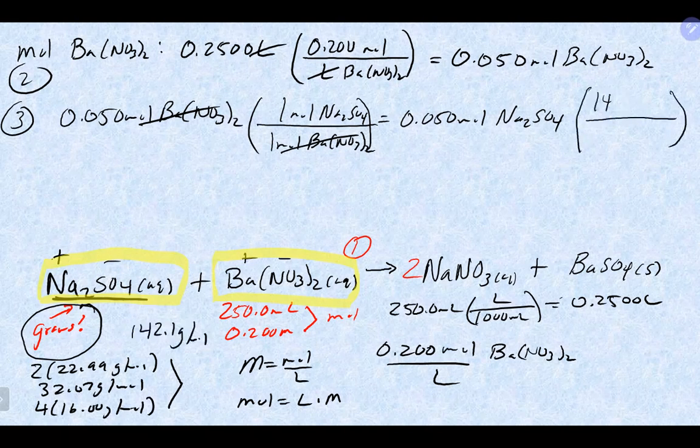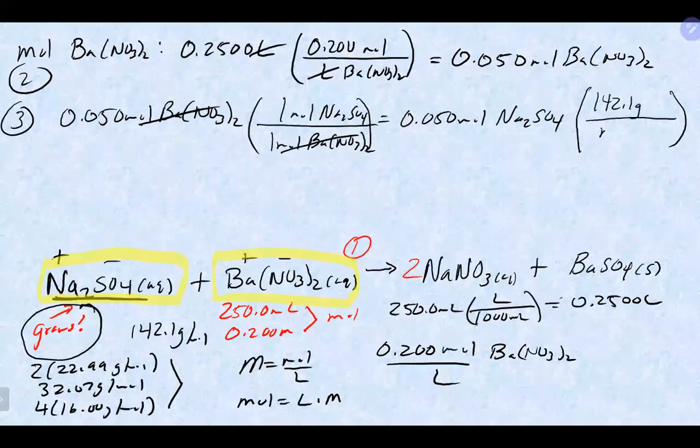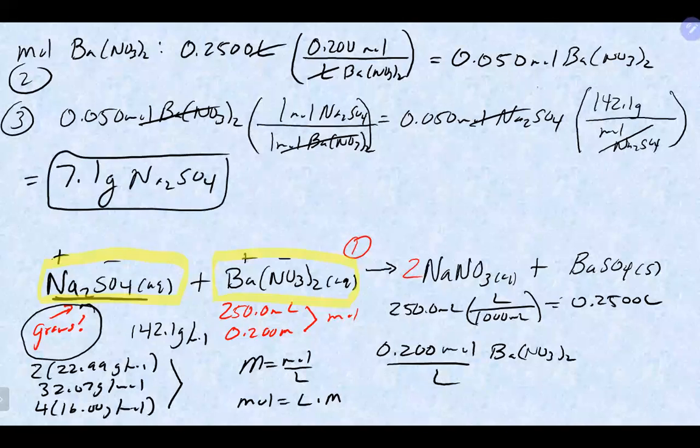So 142.1 grams per mole of sodium sulfate. Moles cancel and gets us about 7.1 grams of sodium sulfate would be needed in this case. And that really would be step number 4.